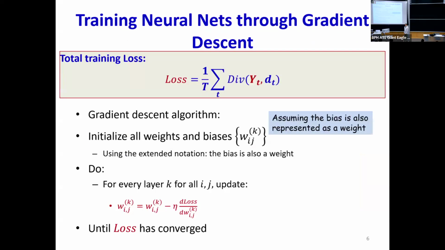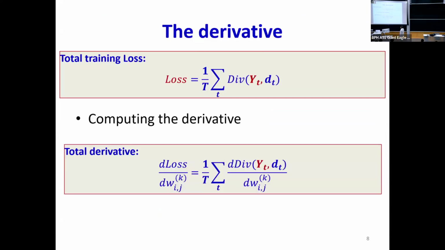So in our setting, our loss is the average divergence over the entire training data. And so gradient descent is going to be much the same. You'd initialize all your parameters, then you'd go through the layers, and then because a gradient is basically a vector of partial derivatives, every single parameter is going to be adjusted against the derivative of the loss with respect to that parameter. And so this means in order to be able to perform this, we need to be able to compute this guy, which is the derivative of the loss with respect to the parameter. And the loss we know is the average divergence over the training data.